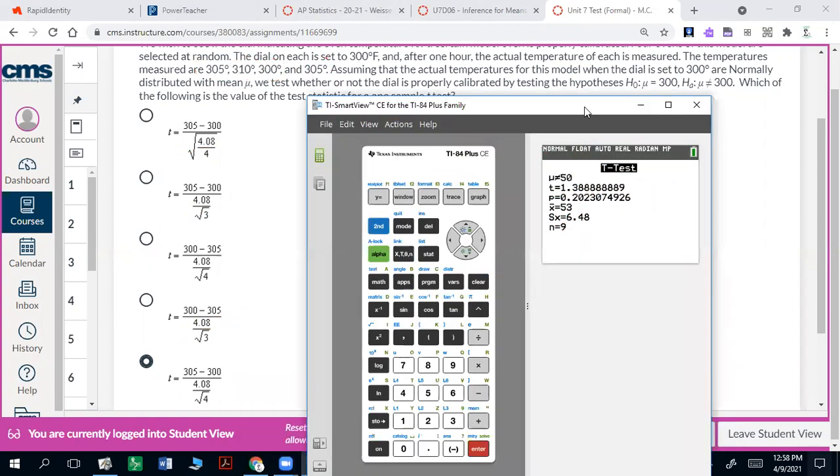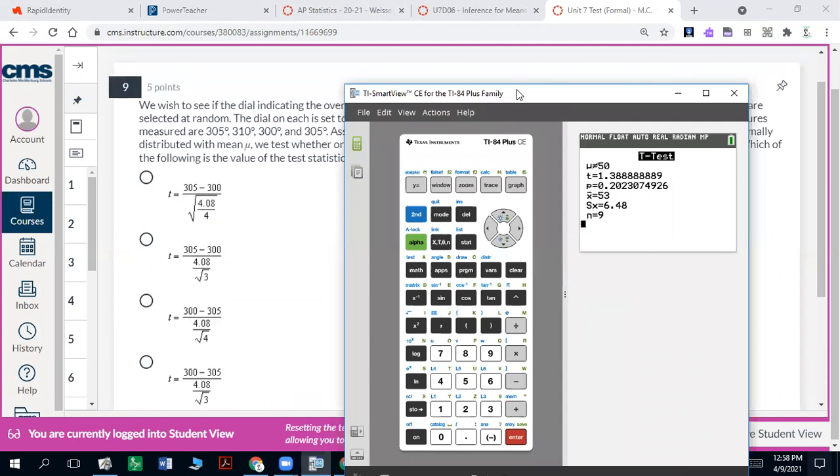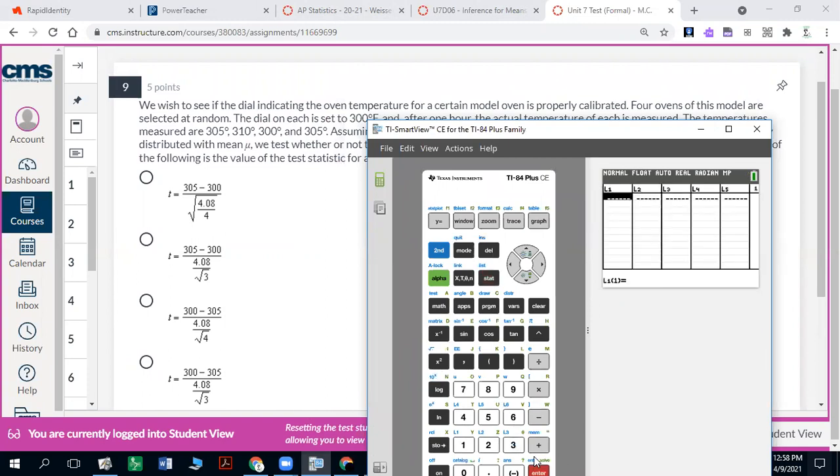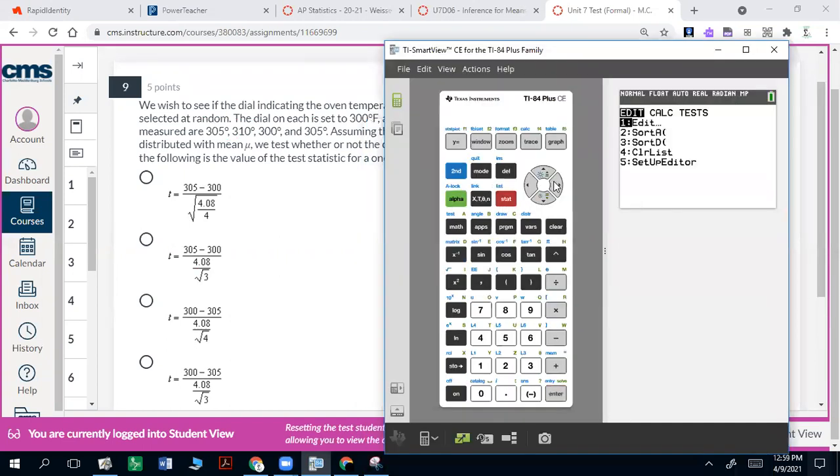All right, if you didn't remember the formula, you could go to your stat menu here, and you could enter those 4 values in. All right, so we have our 4 temperatures. We could run the t-test. So stat tests. This is just the one sample t-test. We put our null hypothesis at 300.